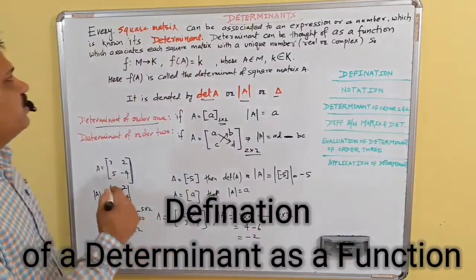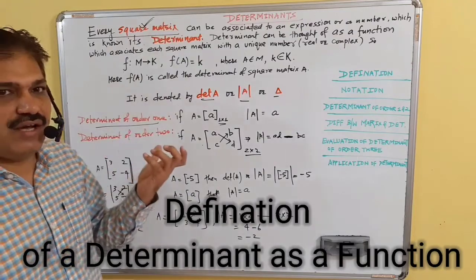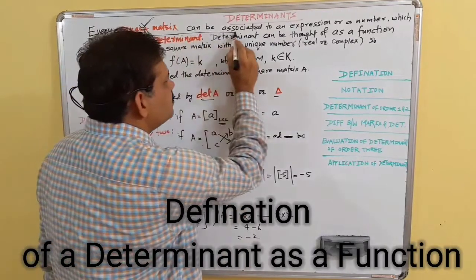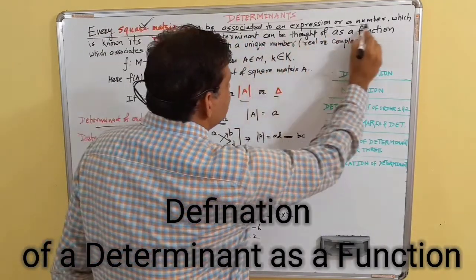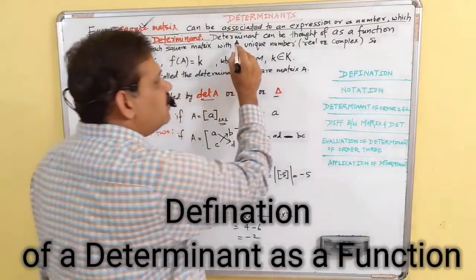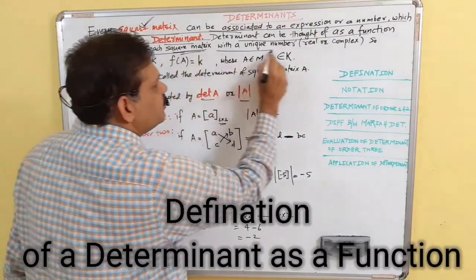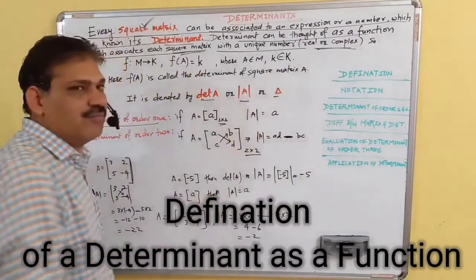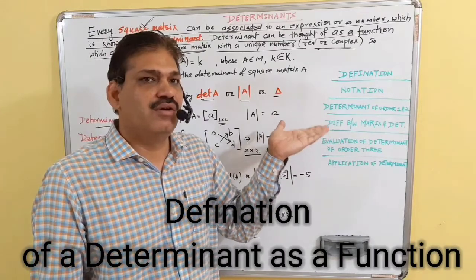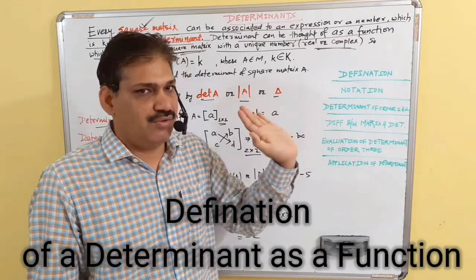So let's talk about the definition. Every square matrix, yes, determinants are defined for square matrices only. Every square matrix can be associated to an expression or a number which is known as its determinant. Determinant can be thought as a function which associates each square matrix with a unique number. That number may be real or complex. Actually, in CBSE, our NCERT textbook, we will be talking about determinants with real entries up to order 3 only.